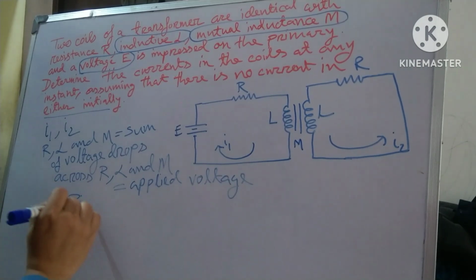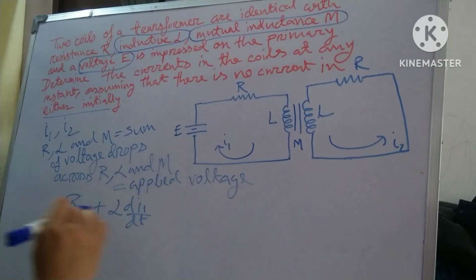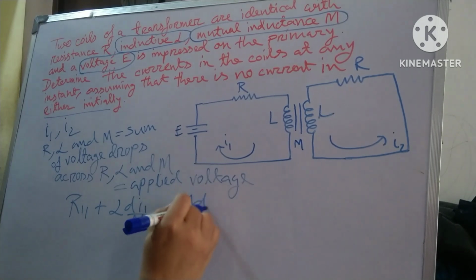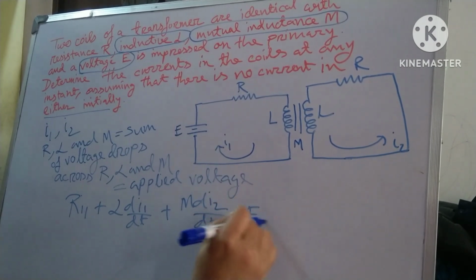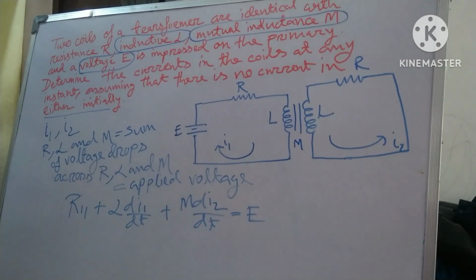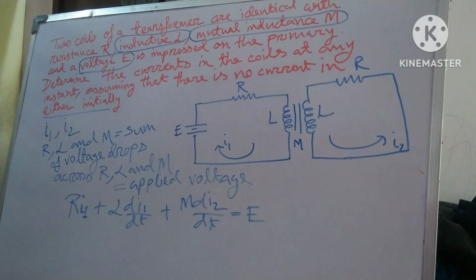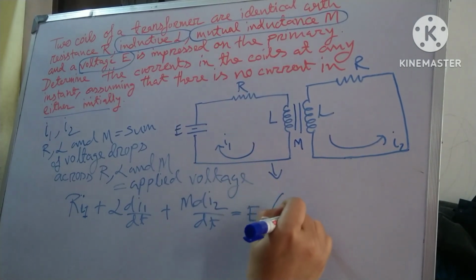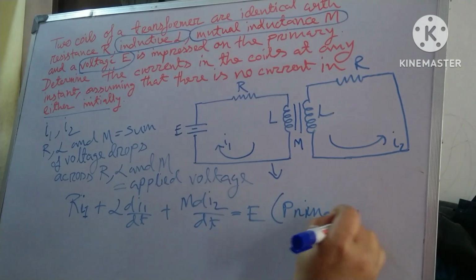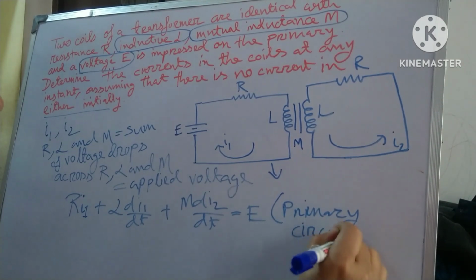So R I1 plus L into dI1 divided by dt plus M dI2 divided by dt equals E. This is Kirchhoff's rule for the primary circuit, because mutual inductance has two types of circuit. One is the primary circuit, another is the secondary circuit.